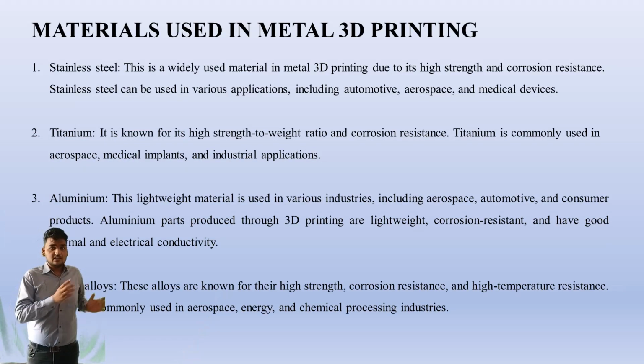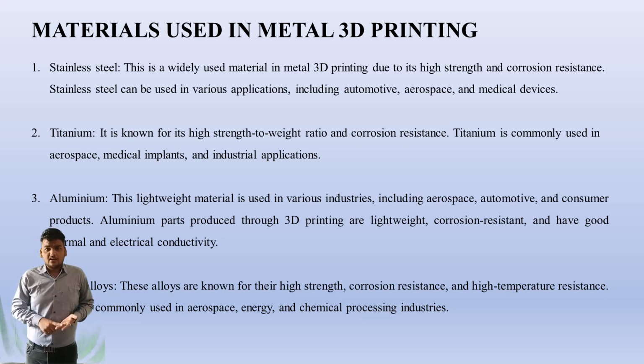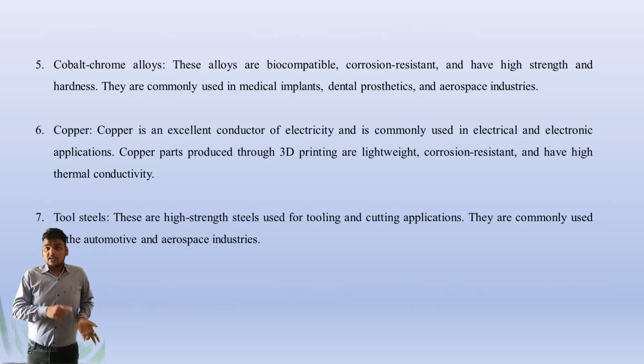Materials used in metal 3D printing are stainless steel, titanium, aluminum, nickel alloy, cobalt, chromium alloy, copper, and tool steel. We select the right material according to properties like strength, hardness, corrosion resistance, surface finishing, and use in different kinds of industry like automotive, aerospace, dental, prosthetic, etc.